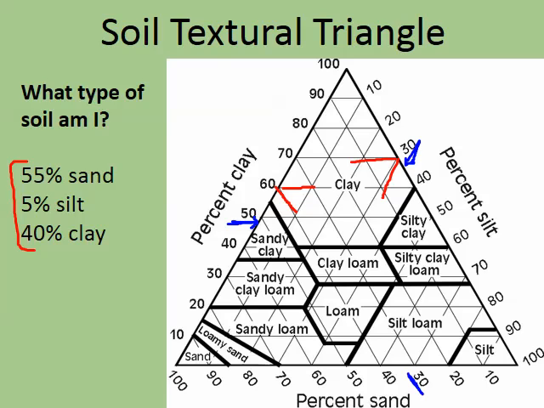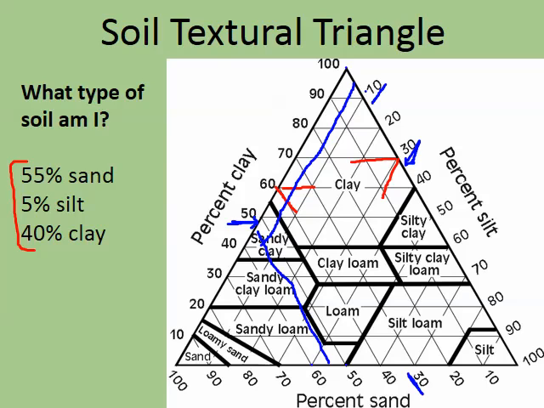So if we have 55% sand, which is down here, we're going to go 50, 60, so it's right in between. I'm just going to draw a line. Might not be that straight. Then we have 5% silt, which is over here. So between 0 and 10, and I draw my line. So this is the line I'm going to follow. And it's going to go down there.